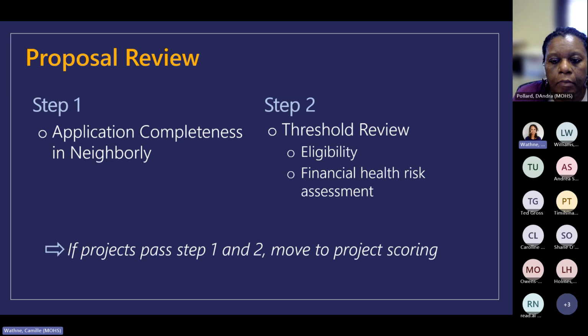Following the check for completedness, we will conduct a threshold review. A threshold review looks at the eligibility of the project type in line with the application questions and funding source, and does a brief assessment of the financial health risk of the project. We look here at the review of the last 2 years of the financial health statements or audits. If the project passes steps 1 and 2 here, then they are moved to project scoring, which I'll get into in one moment.